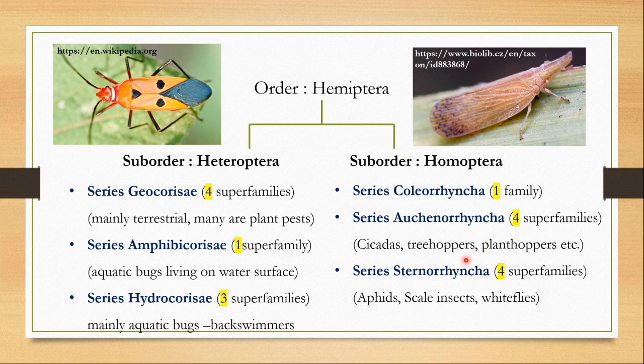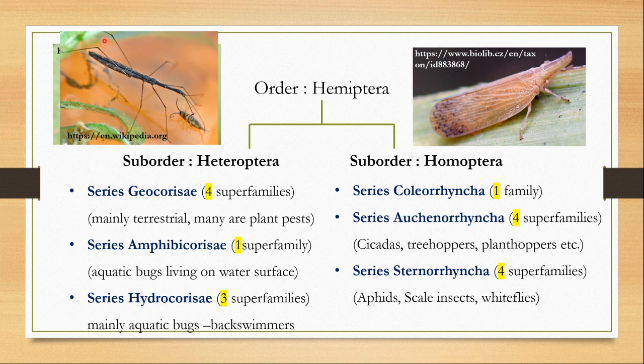Then we have series Sternorrhyncha. Sternorrhyncha can be further divided into four superfamilies. It includes aphids, scale insects, and whiteflies. Let's look at some more pictures.